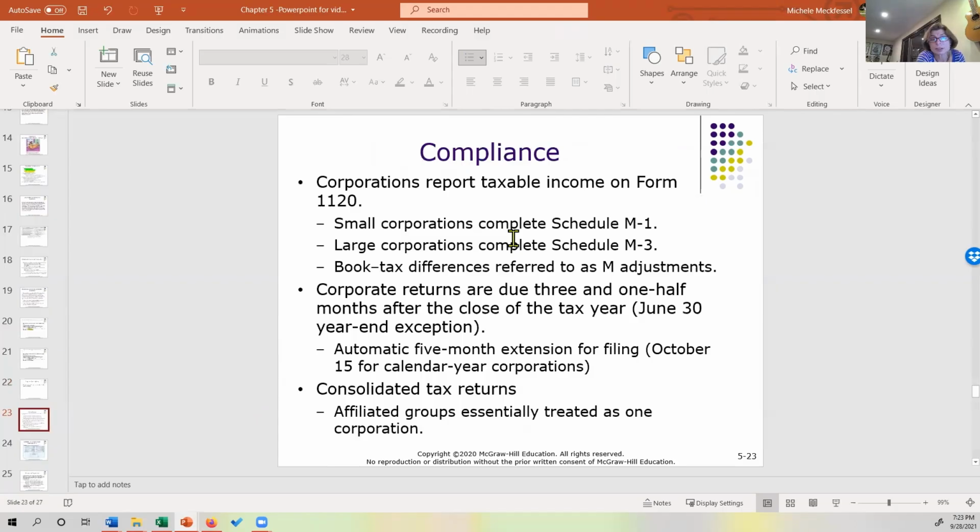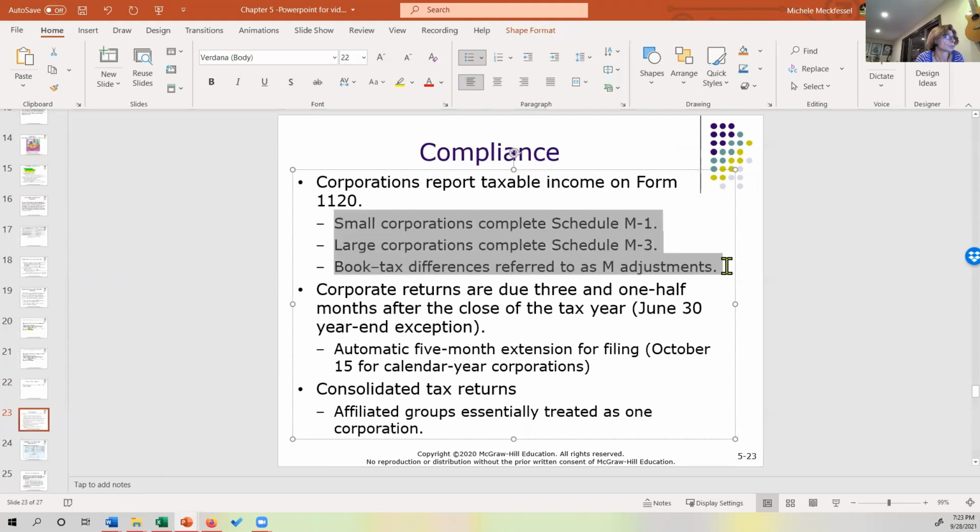There are lots of interesting compliance details. This relates to a lot of the practice problems that we do for this chapter, because book to tax differences are called M adjustments. If you're a small corporation, you're going to complete a Schedule M-1. If you're a large corporation, you're going to complete a Schedule M-3.